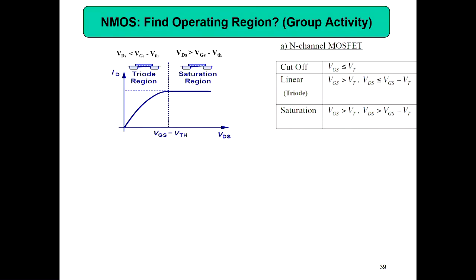And then for the N-channel MOSFET, the MOSFET is off when your VGS is less than the threshold voltage. If VGS is greater than VT, then your MOSFET is on. But then if your VDS is less than or equal to VGS minus VT, it is in the triode region. If VGS is greater than VT, your MOS is on. And if VDS is greater than VGS minus VTH, it is in the saturation region.